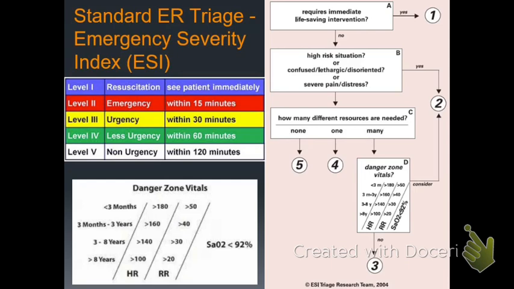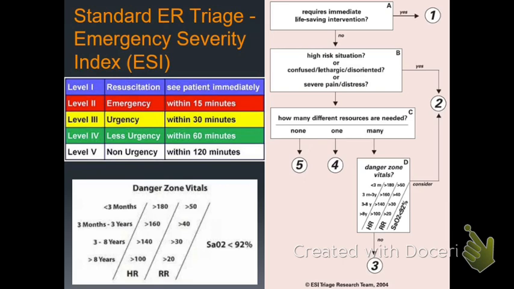I mean, if your heart rate's greater than 100, your respiratory rate's greater than 20, your SATs are less than 92, you need to go get treated. They are typically danger zone vital signs. So if you have any of these vital signs, you're going to get attention quicker in the ED. Now, if your heart rate is 110, but your respiratory rate is 10 and your SATs are 96, you have one danger zone vital sign, but not anything else. They'll probably start looking at maybe what resources do you need. But if you have all 3, you are definitely level 3.